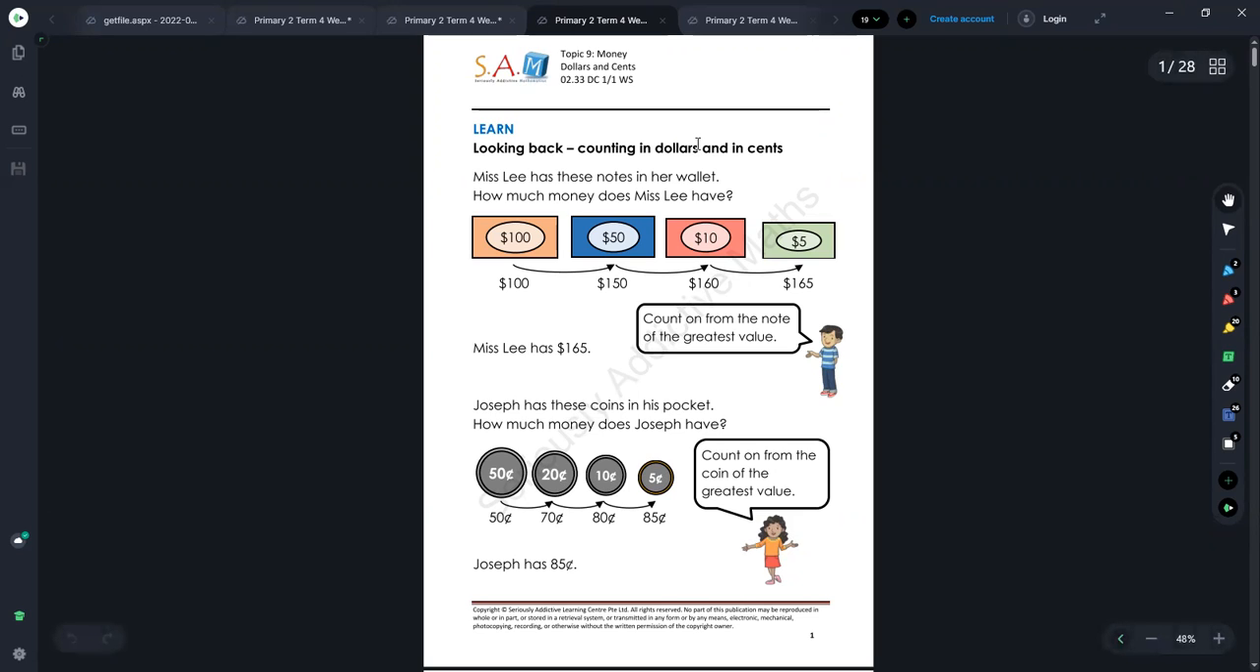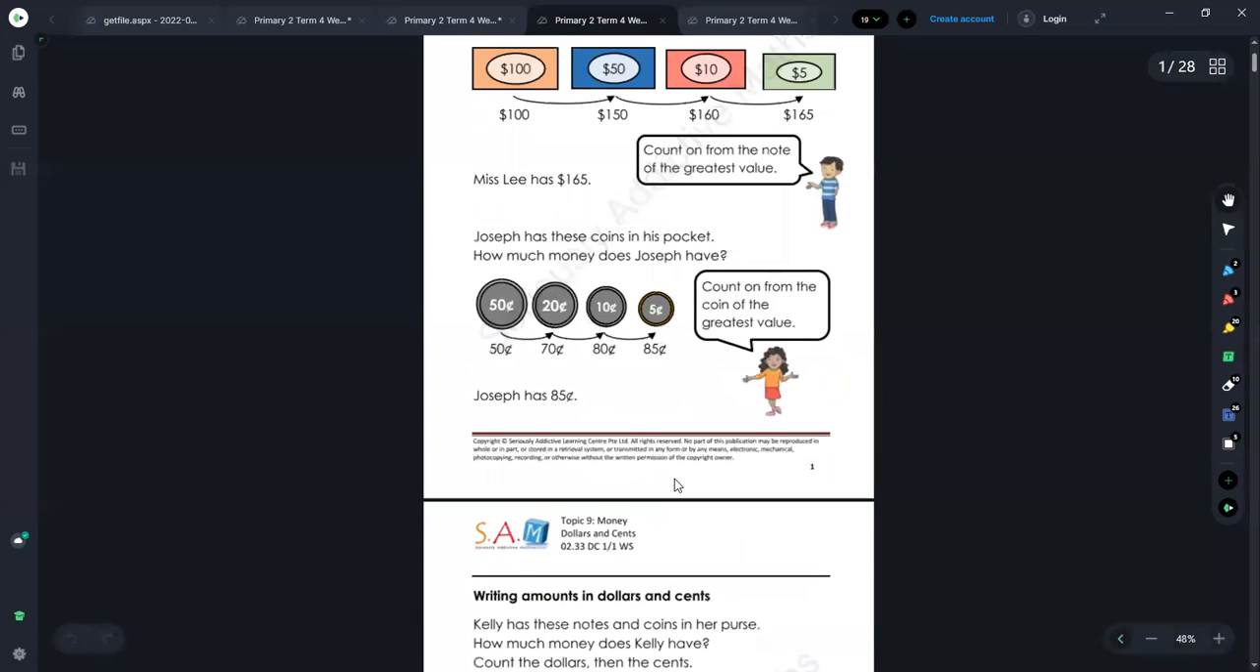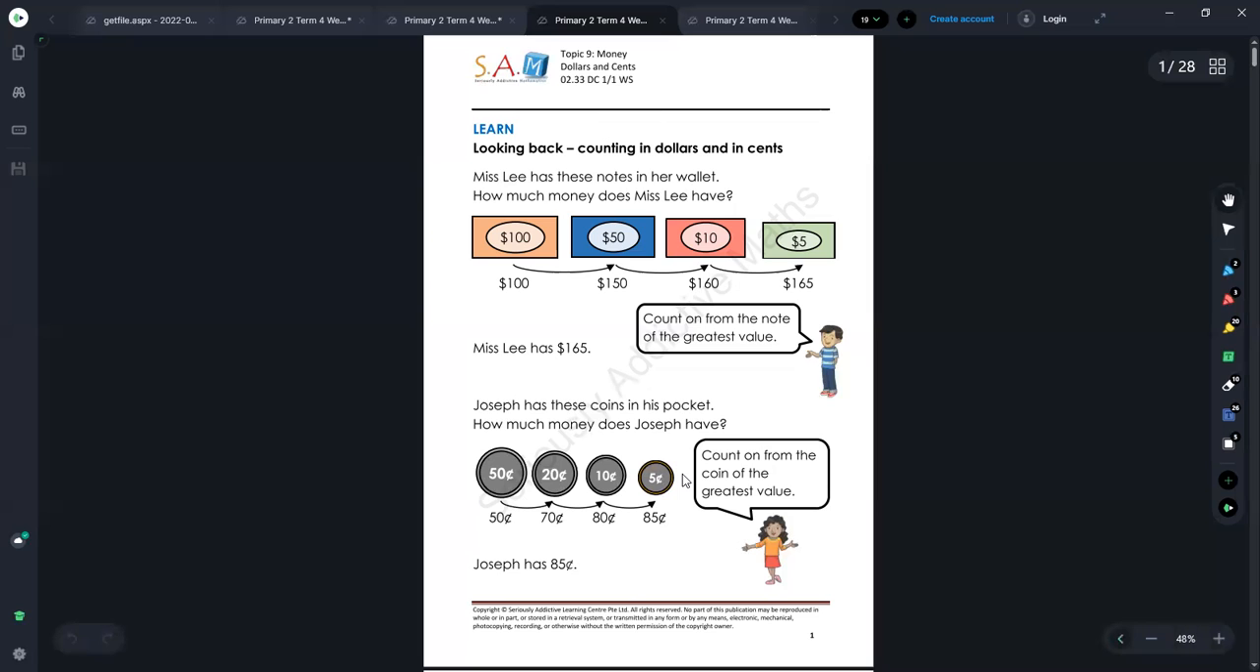For the first booklet, as you have seen here, it is about counting in dollars and cents. So the lesson can start with a recap of what they have learned in P1, right? How do you count the notes and how do you count the cents? You count forward, right? So $100, $150, $160, $165. As for cents, 50 cents, plus another 20, 70 cents, 80 cents, 85 cents. So get them to practice doing that.